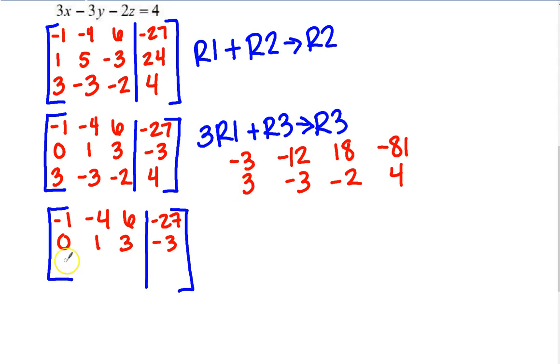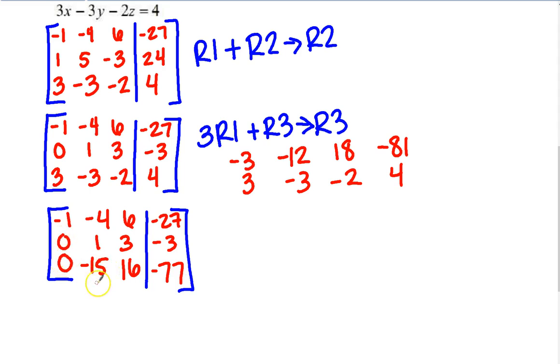-3 plus 3 is 0. -12 minus 3 is -15. 18 minus 2 is 16. And -81 minus 4 is -77. Love it. Yes! I know you're having so much fun right now. This is great. Okay, so I have my 2 zeros here.